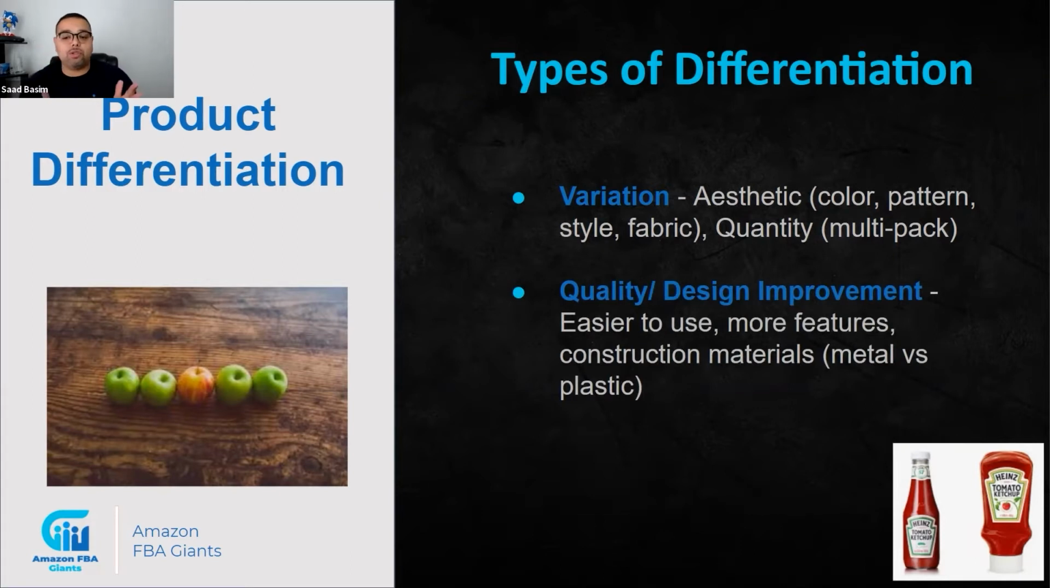Now, the other thing is quality and design improvement. So: easier to use, more features, construction material, metal versus plastic. This is one kind of differentiation you can do to make your product a little bit better. For example, we have a product that is made out of stainless steel, but we found out that if you do it with a material similar to carbon fiber that's really safe, it's better for flammability and all this stuff.